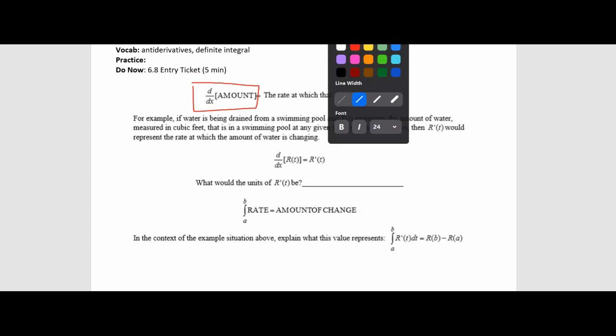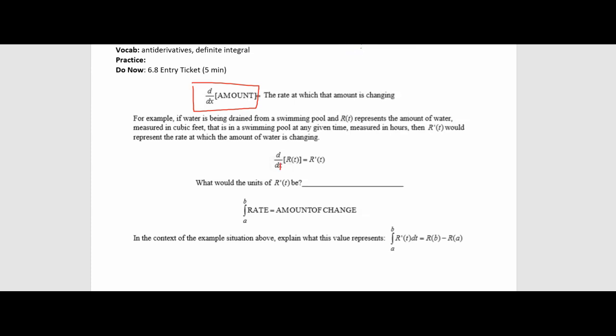There's actually a mistake here in these notes. This should be d dt, because if our variable was t, then we would take the derivative with respect to t. So d dt of R of t would give us R prime of t.